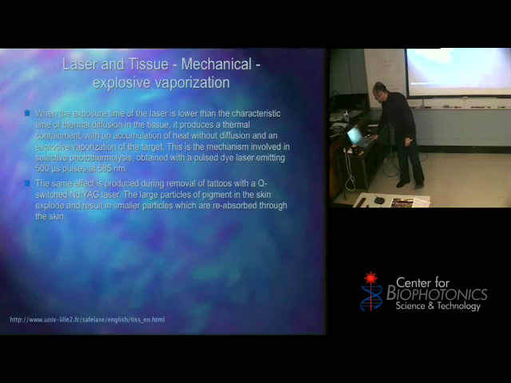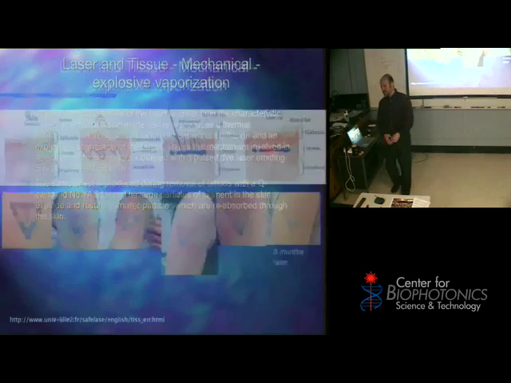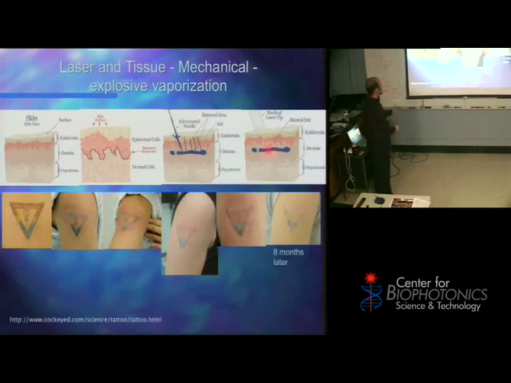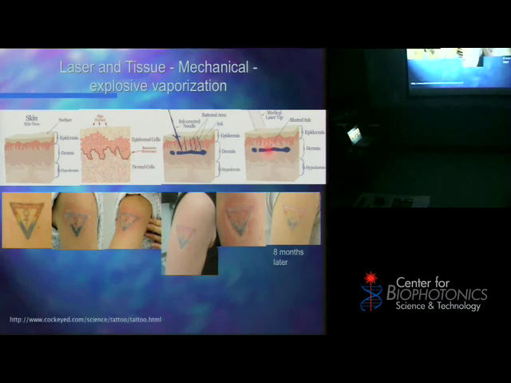And what do we use that for? We use that to remove tattoos. Because the large particles of pigment in the skin explode, resulting in smaller particles, and your body absorbs those smaller particles, and the tattoo is gone. Okay? Here's the example. This person went through a process of 8 months to go from that to this. Okay? Notice it isn't completely removed.